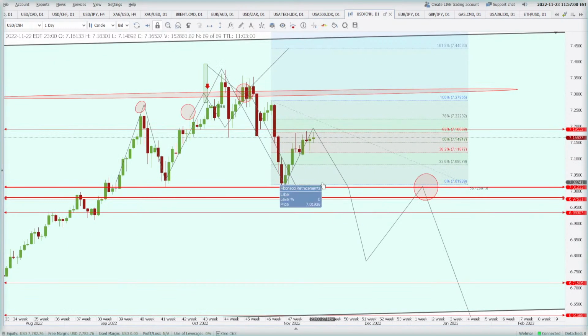All right, guys. Right now immediate resistance is 7.1911, and the take profit target, or you can say support, is 7.01233 in this market.